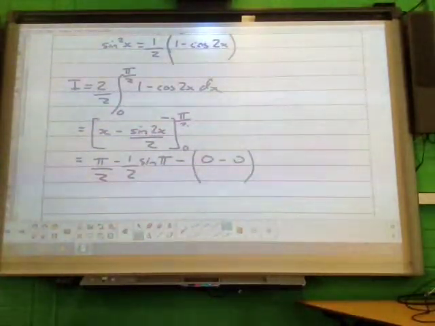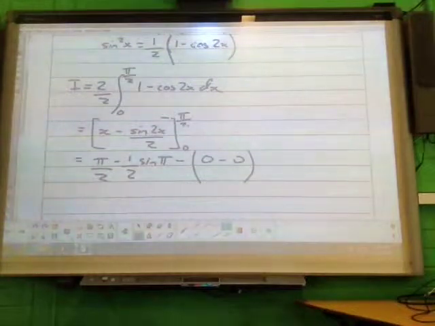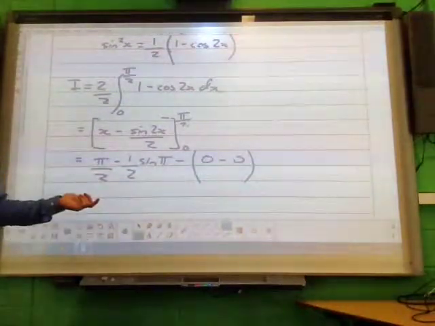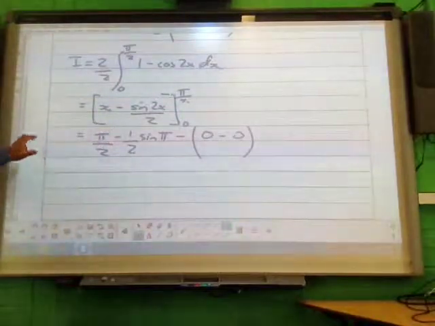So pi is what in degrees? It's half your period. What's that value? 0. You can use the graph to help you. So 0 times half is 0. We've got 0 at the right hand side, so you're just left with pi on 2.